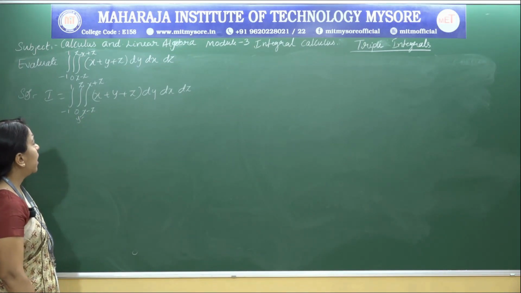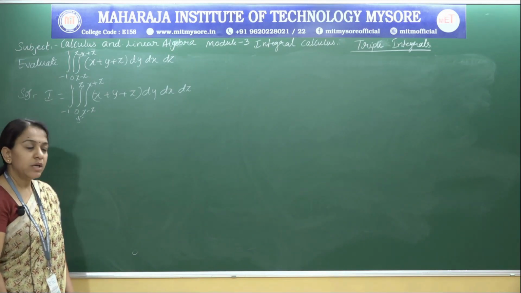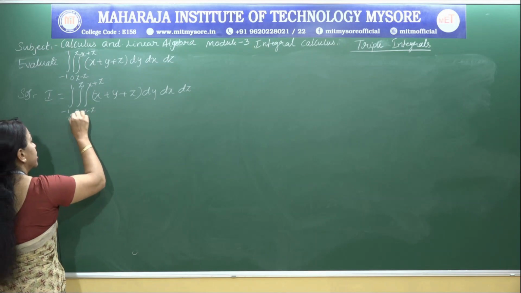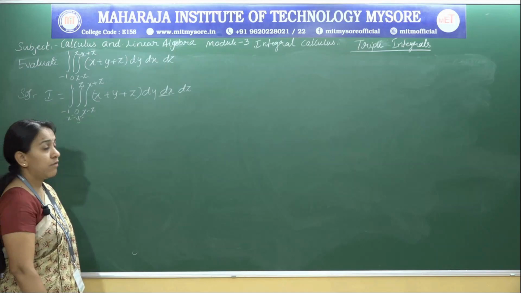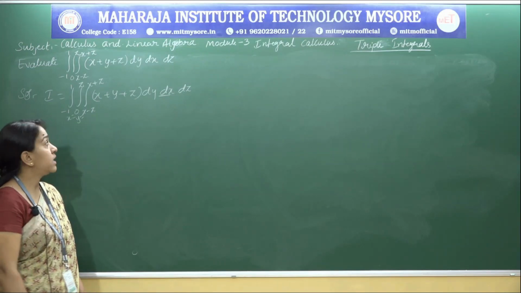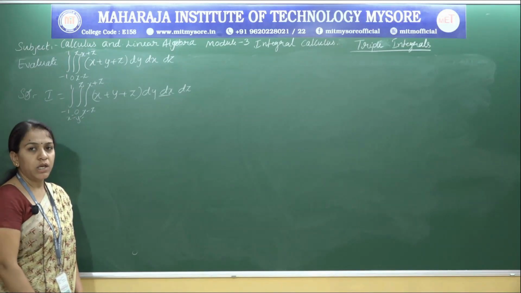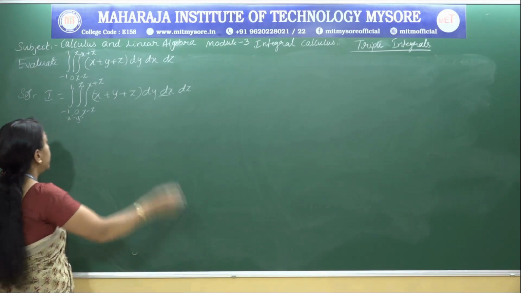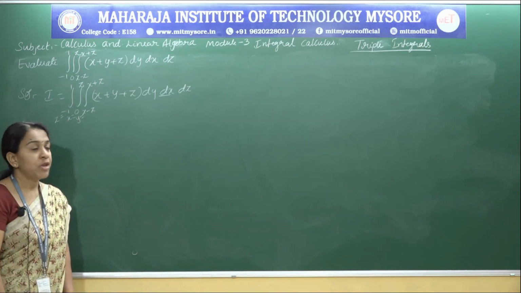Then in the limit place we have a z. Therefore, that should be a limit of x. And also here we have dx in the second place. Therefore, the second integral is the x limit. X varies from 0 to z. Then the outer integral limit stands for z. Z varies from minus 1 to plus 1.